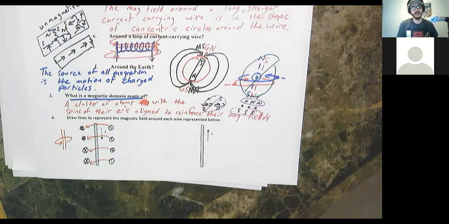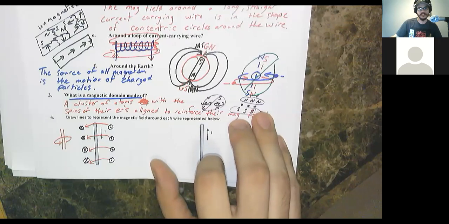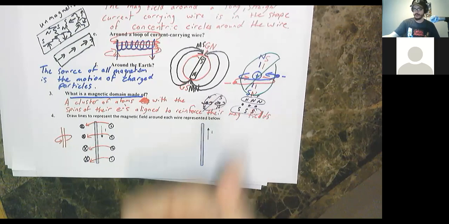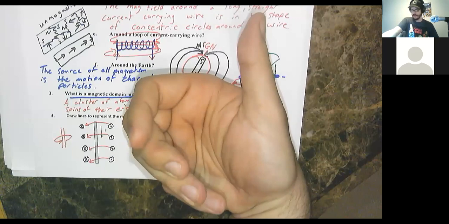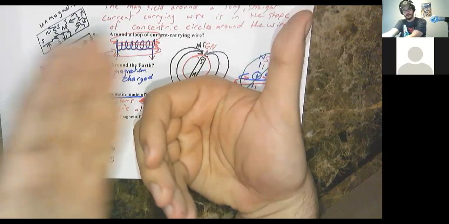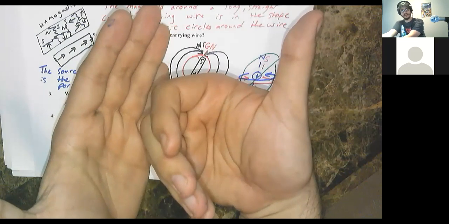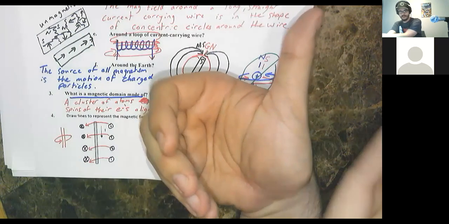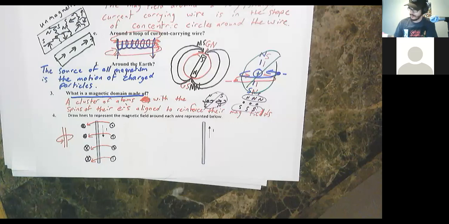For the other one, we need to point our thumb in the opposite direction because in this one, the current is going up the page. So point your thumb up the face of the page and notice that your fingers curl. On the left side of it, it's coming out of the page. On the right side, it would be going back into the page.